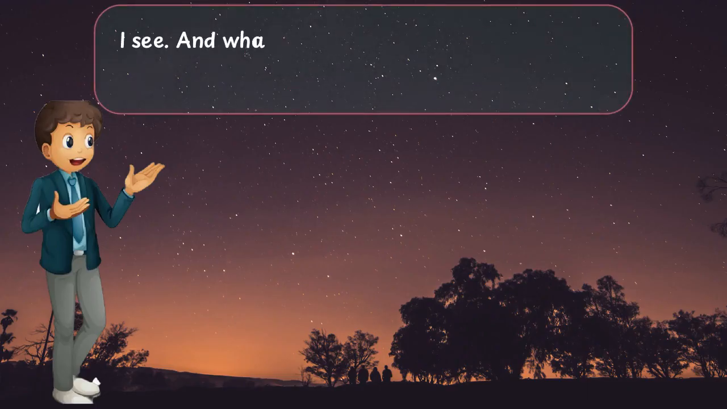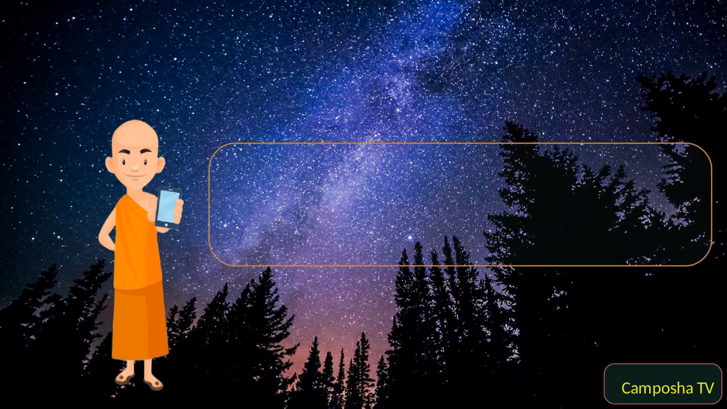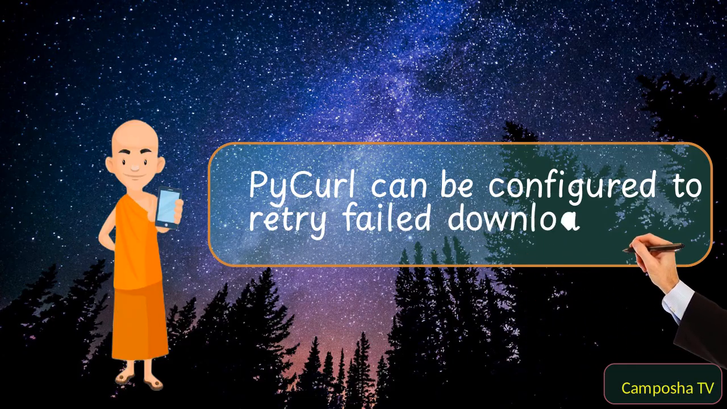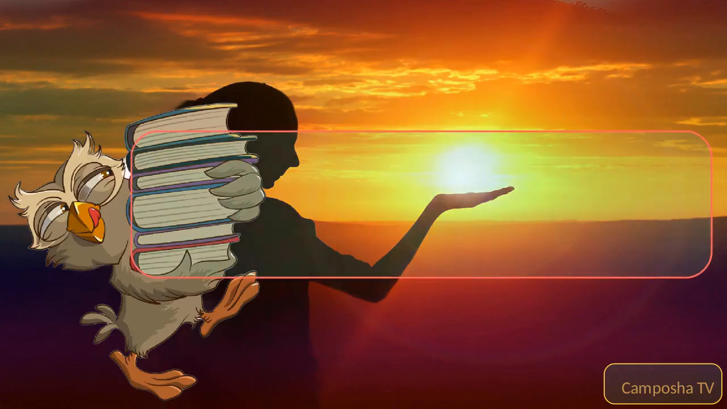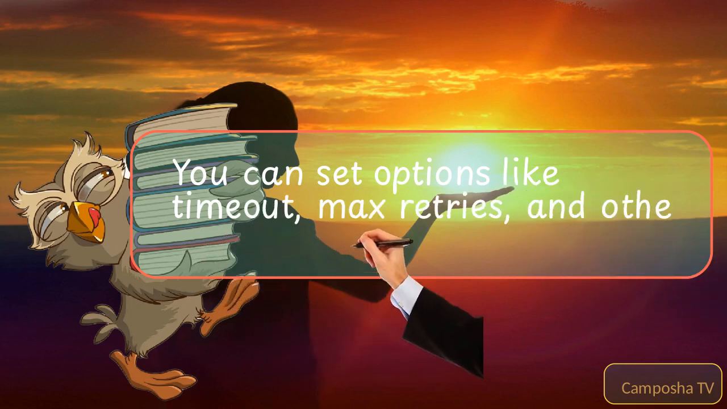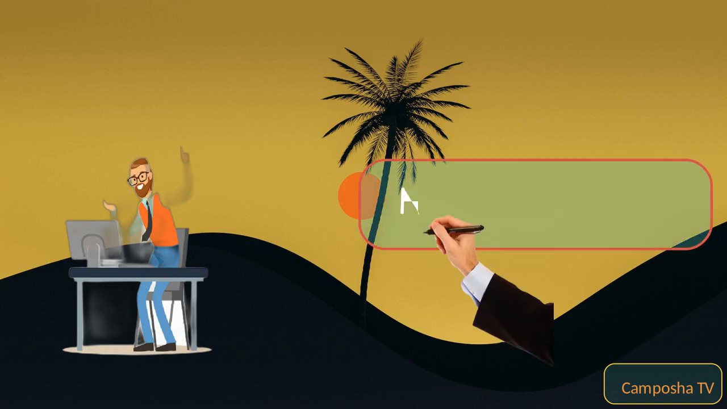I see. And what about error handling? How does PyCurl deal with network issues or failed downloads? PyCurl can be configured to retry failed downloads. You can set options like timeout, max retries, and others to handle such scenarios. Here's an example.